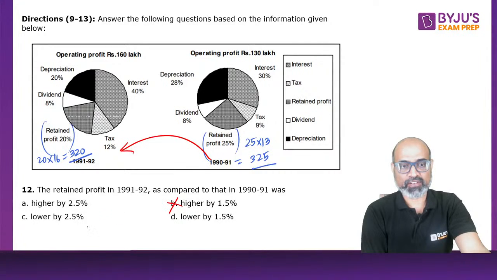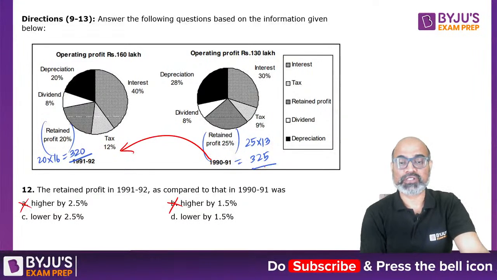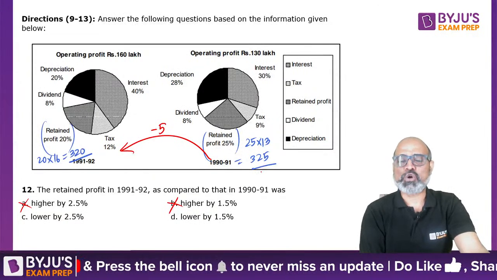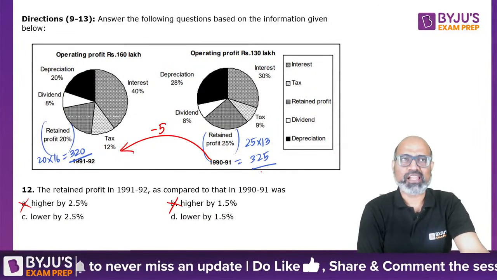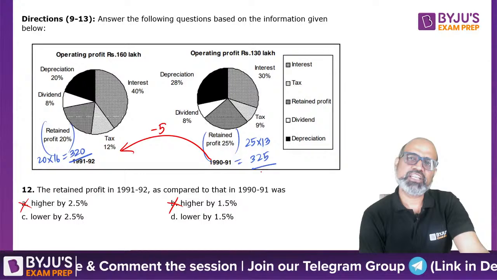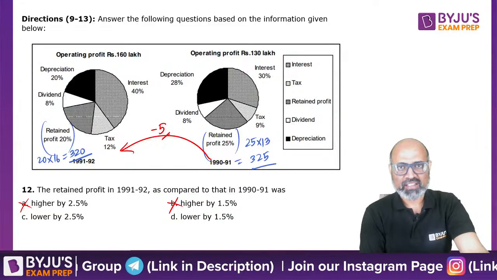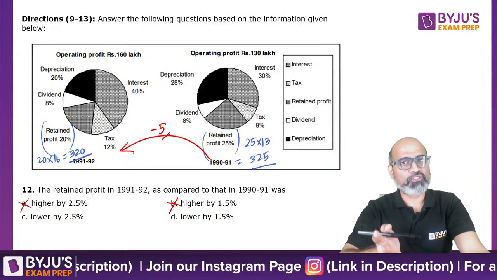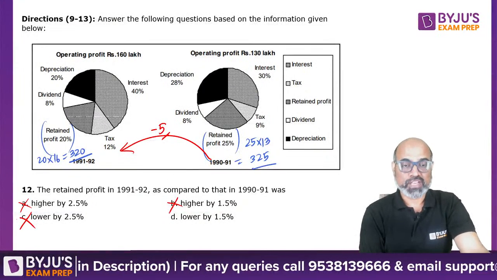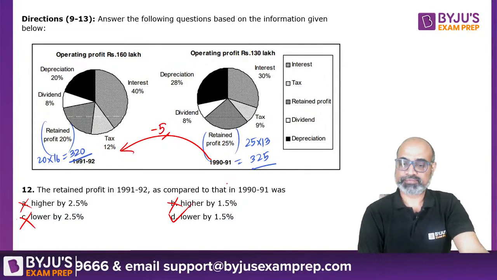So the higher options are definitely not it. Next, is it more than 2%? Is it less than 2%? We can see that this is a decrease of 5. 5 is what percentage of 325? Well, 1% of 325 is 3.25. 2% of 325 will be 6.5. But we don't have 6.5. So if it is not going to account for even 2%, how can it account for 2.5%? So we are left with only one option, which is going to be D. Right?